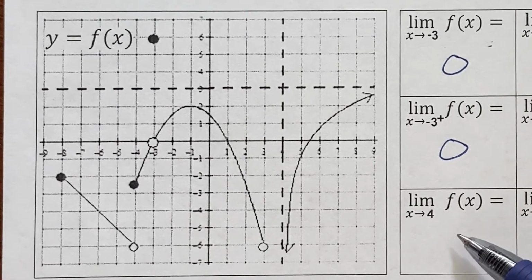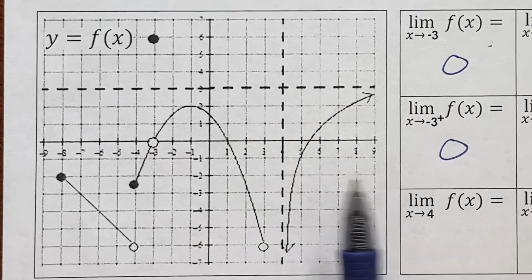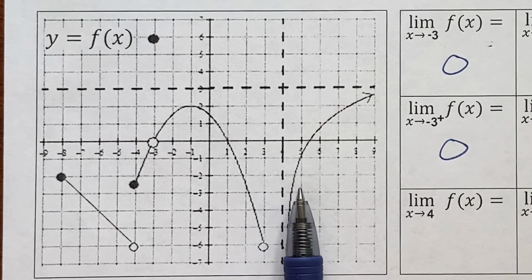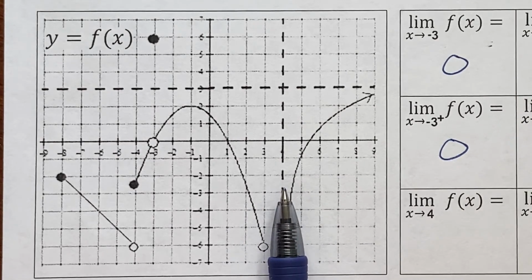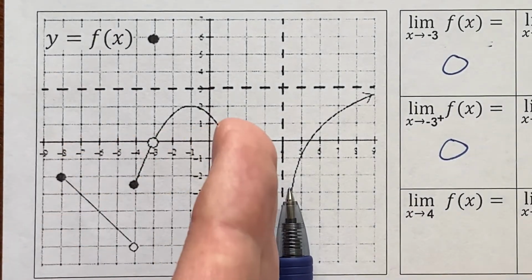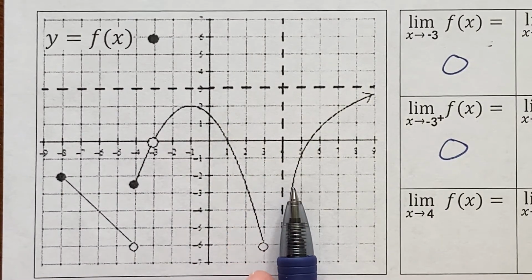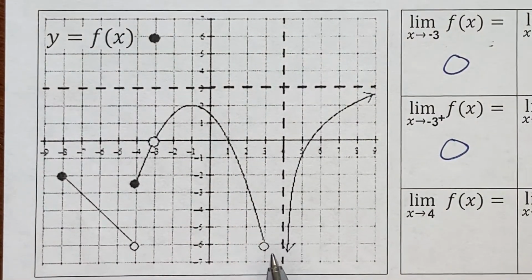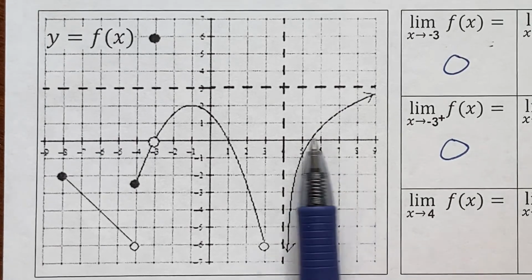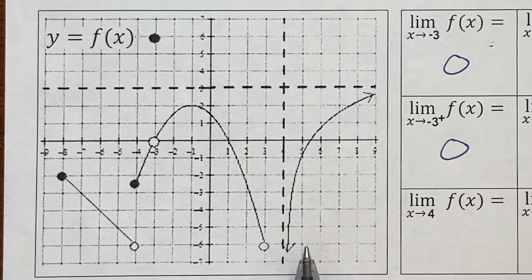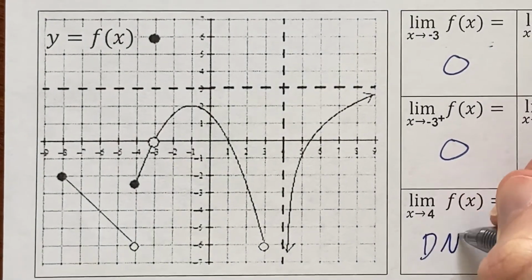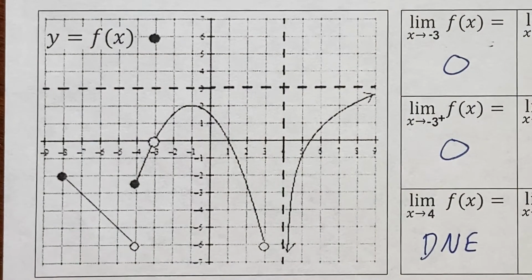Let's look at 4 right here. So 4 is right here, okay? As we're coming from the left, we don't really even have anything getting really, really close to 4. From the right, it would be -infinity, which is not a finite number. This one does not exist.